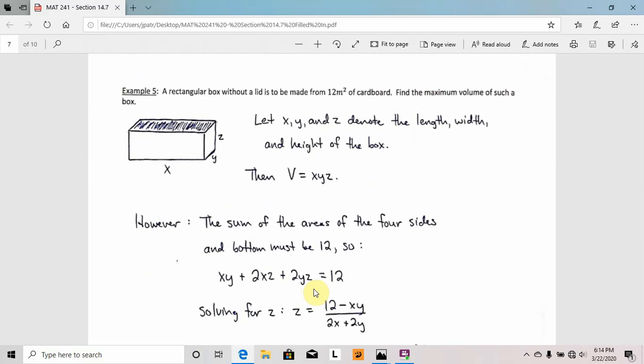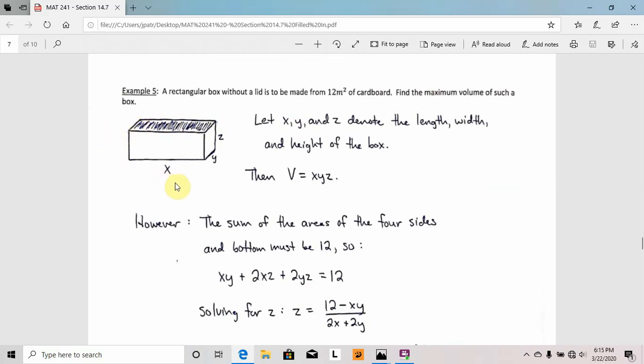The next one, example 5, I'm going to do the same move as far as rewriting z in terms of x and y. So we're supposed to figure out the maximum volume of a box made out of 12 square meters of cardboard that has no top. So in my picture, that's why the top part is shaded in. That's supposed to represent that it doesn't exist.